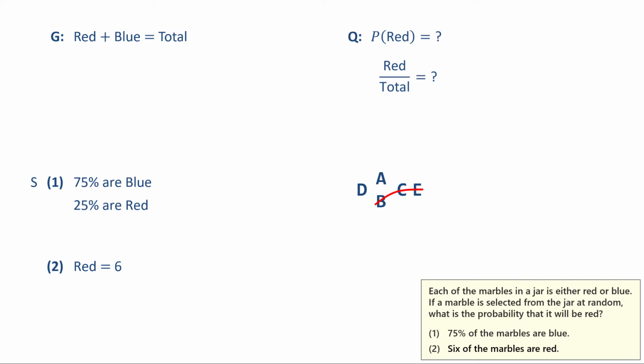The question is asking for the value of red over total, but we only know the number of red marbles. Without also knowing the total number of marbles, we can't answer the question, so statement 2 is insufficient. What does this mean for the final answer?